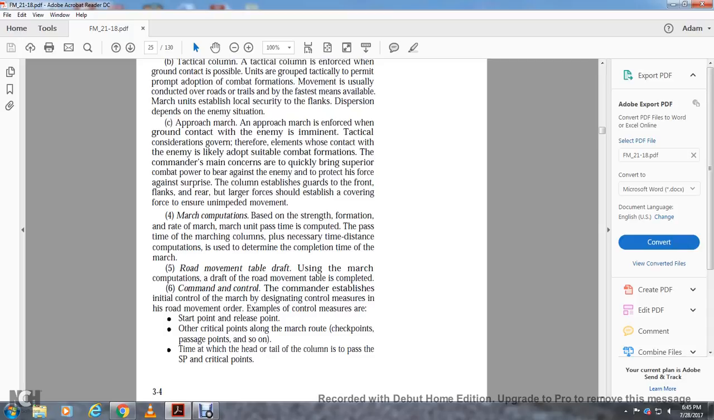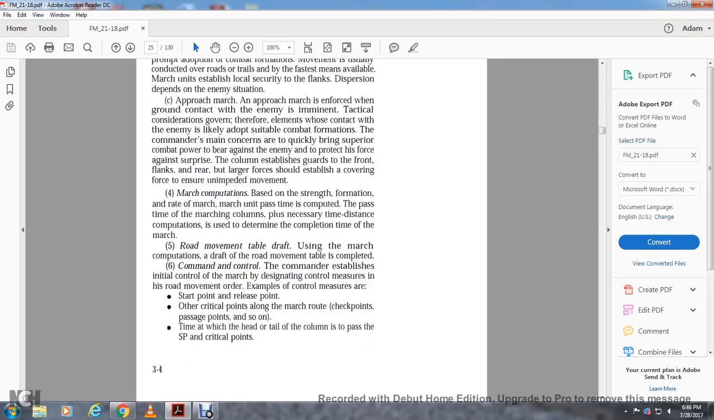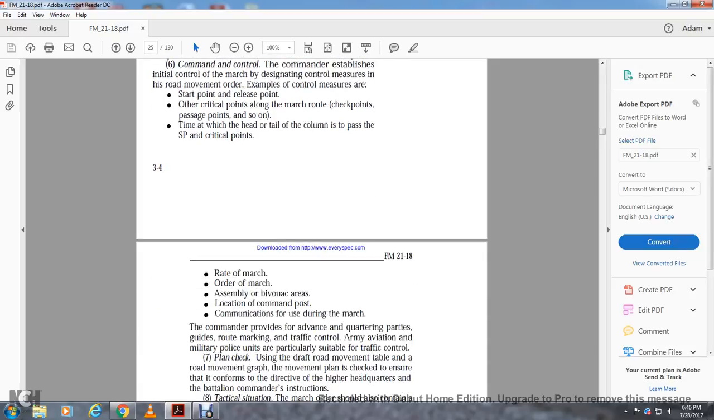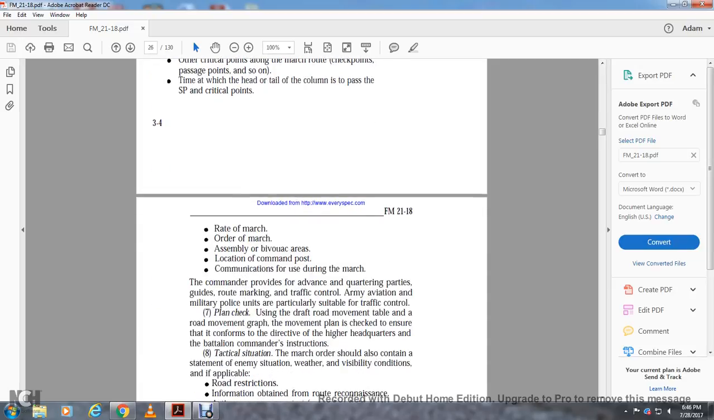The command and control of the commander is established for the initial control of the march and designated control measures for the road movement order. For example, the control measures are the start point and release point, with critical points along the march route, with checkpoints, passage points, and so on. The time at which the head and tail of the column are to pass the start point and critical points. Rate of march, order of march, assembly and bivouac area, the location of the commander, and the communication unit during the march.